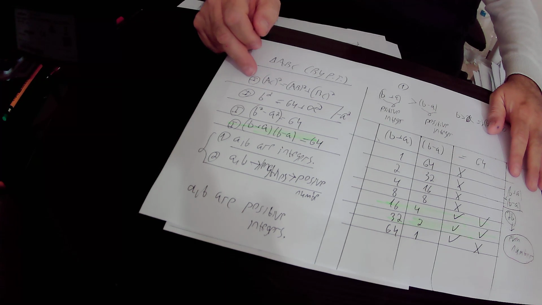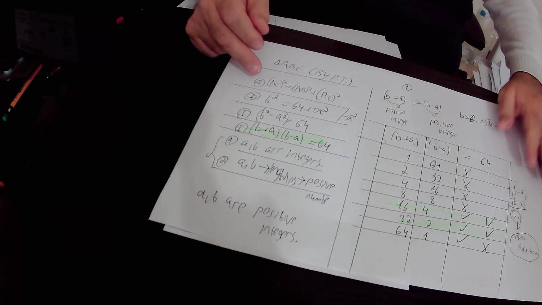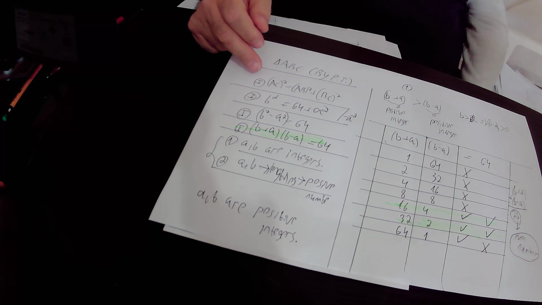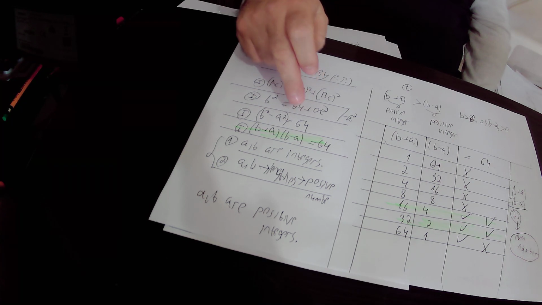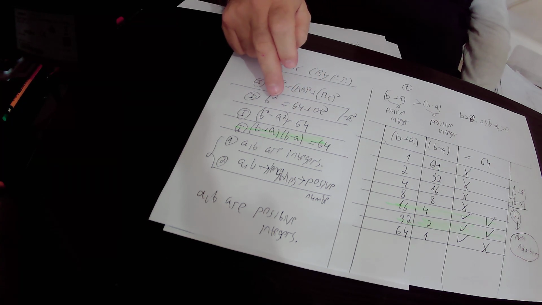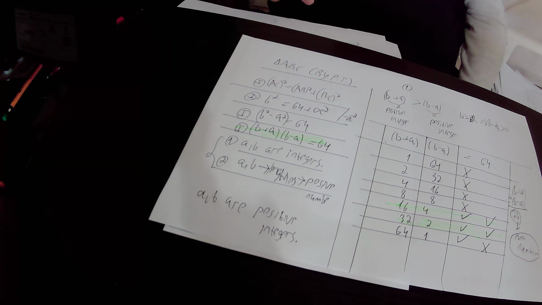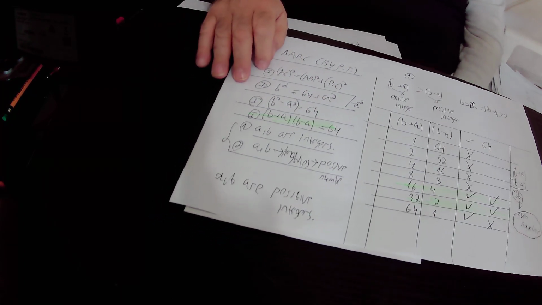We subtracted A squared from equation number 1, and we found out that B squared minus A squared equals 64. We used here the algebraic identity that B squared minus A squared equals B plus A times B minus A, and we substitute B squared minus A squared by B plus A times B minus A. And according to equation number 1, this is equal to 64.